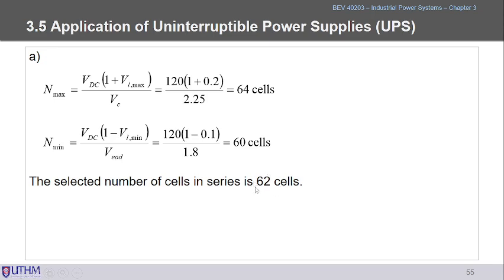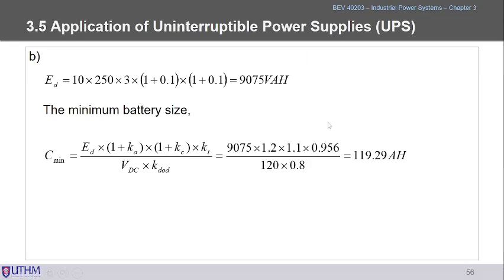So please don't choose the odd number, because normally it is in pairs, so the best is we choose the even number. In this case, for 60 to 64, we choose 62 in between. And for B, we need to find the energy. So the energy: we have 10 units of the ESD just now, and each unit is 250 VA, multiplied by 3, which is the autonomy hour.